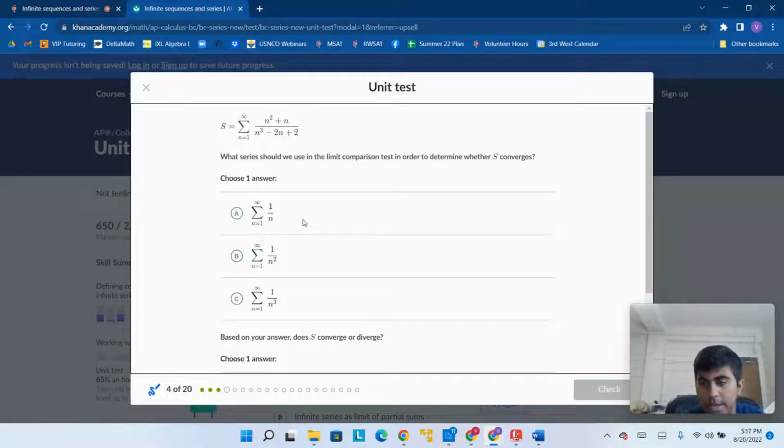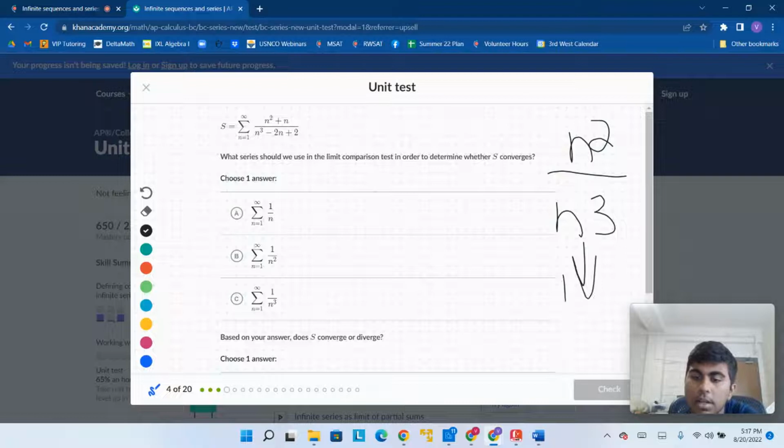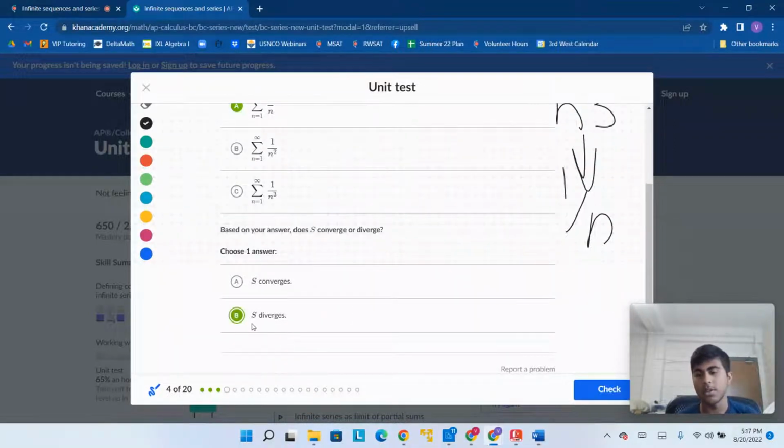If it was going to go to infinity or to 0, we take the highest degree term. So that's going to be n squared and n cubed, which we can simplify to 1 over n. So our comparison has to be to 1 over n, which is a right here. Now 1 over n diverges, which means that this is also going to diverge. And we can keep going.